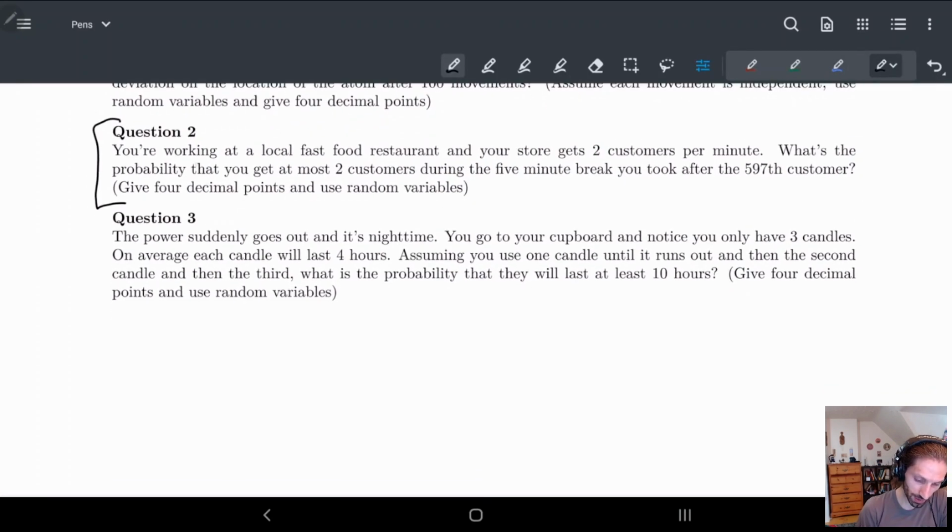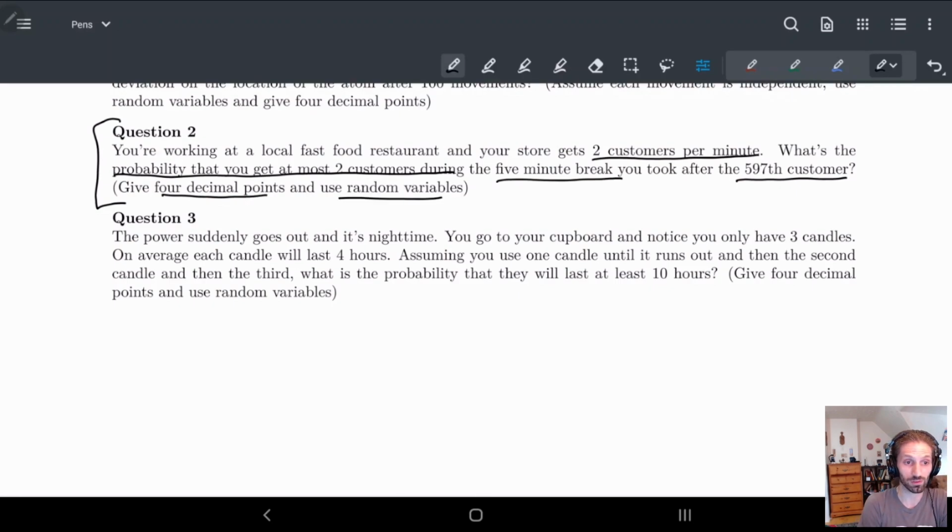So you're working at a local fast food restaurant, and your store gets 2 customers per minute. What's the probability that you get at most 2 customers during the 5-minute break you took after the 597th customer? We want 4 decimal points and we want to use random variables.